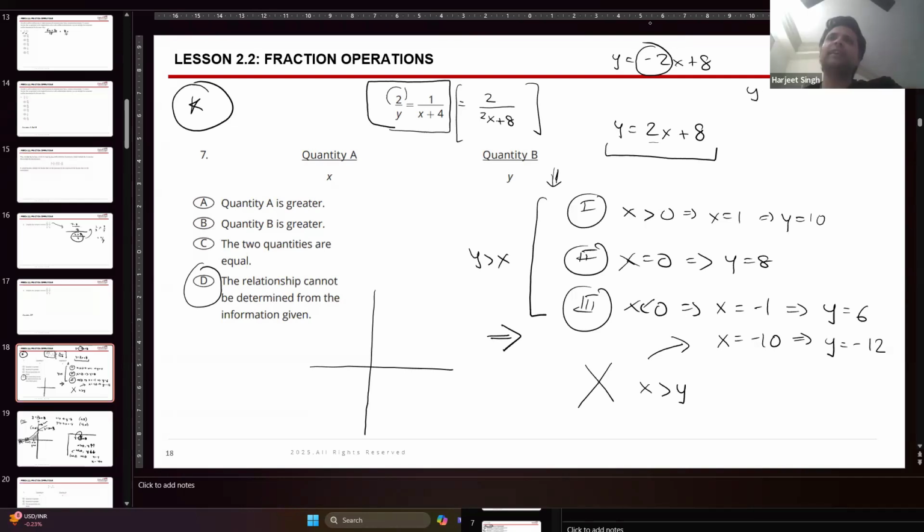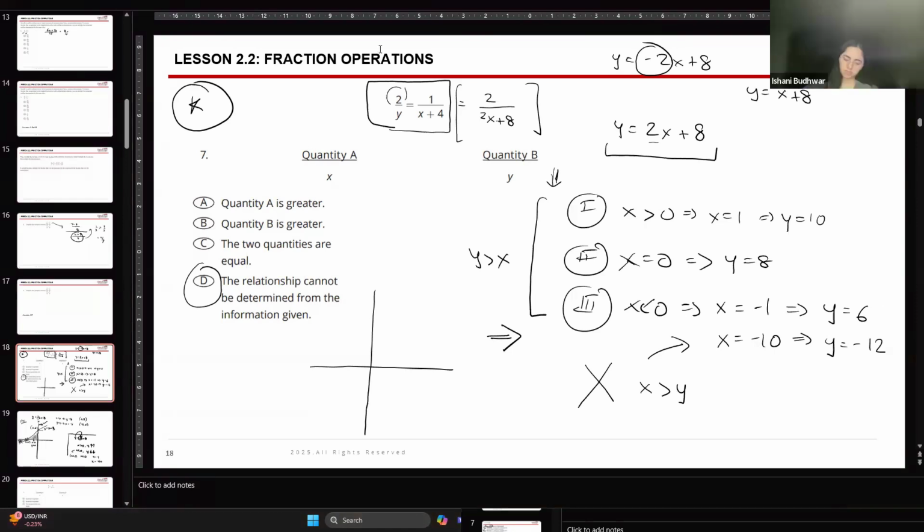Had the problem been y equal to x plus 8, then your answer would be that y is always greater than x, because the rate of change of y is the same as x.